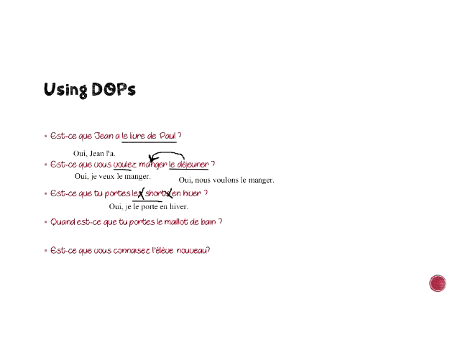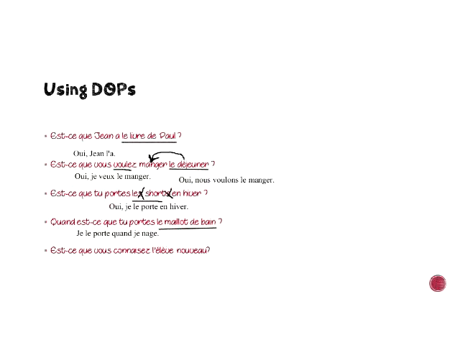Quand est-ce que tu portes le maillot de bain? Le maillot de bain is our direct object. And we could say you wear it when you swim. So je le porte quand je nage. I wear it when I swim.